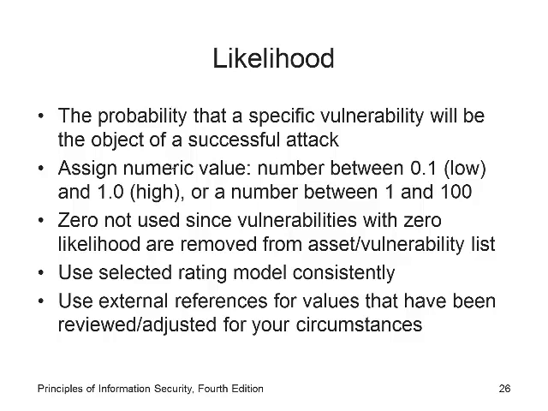Okay. It says numeric scale 0.1 to 1.0 for high. It says 0 not used unless vulnerabilities with 0 likelihood are removed. Okay. If you're listing a vulnerability and you say there's 0 chance or 0 likelihood of it, is that really a vulnerability? If it can never happen, if you're saying it has 0 likelihood, does that mean it will never happen? So why list it? Is it actually a vulnerability? I would say no. Okay, you selected rating model consistently. In other words, do it the same with all of them. All right, and use external references.